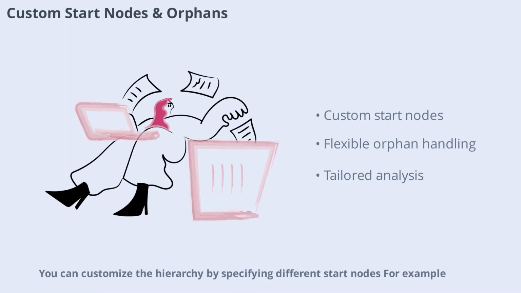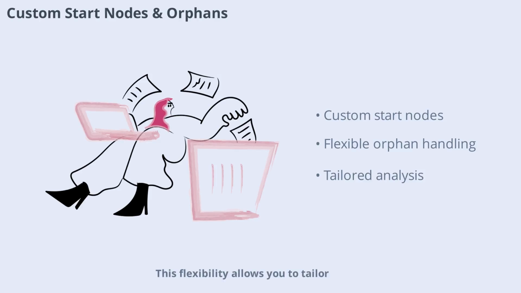You can customize the hierarchy by specifying different start nodes. For example, starting from nodes B1 and B2, you can choose to treat orphan nodes as new roots or adopt them under the last root. This flexibility allows you to tailor the hierarchy to your specific analysis needs, ensuring all relevant data is included in the structure.